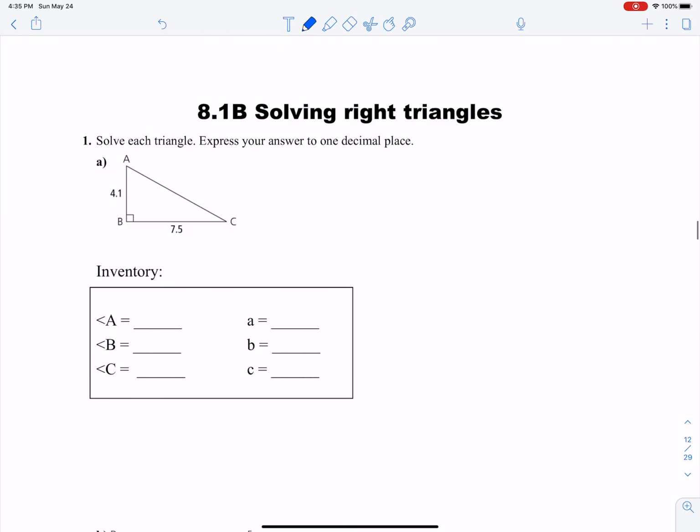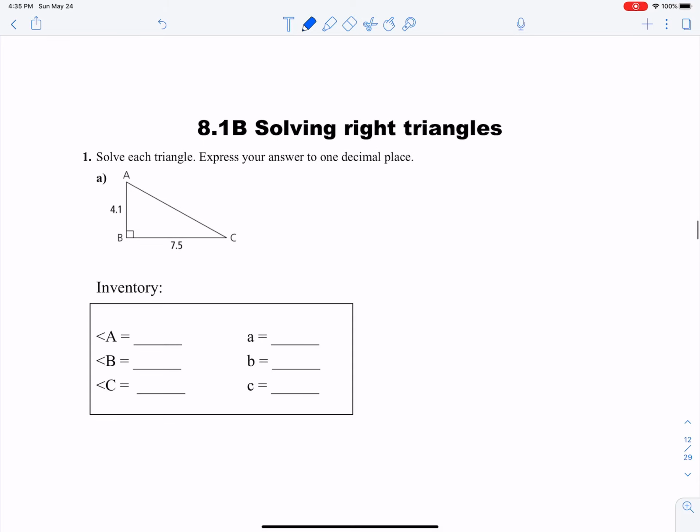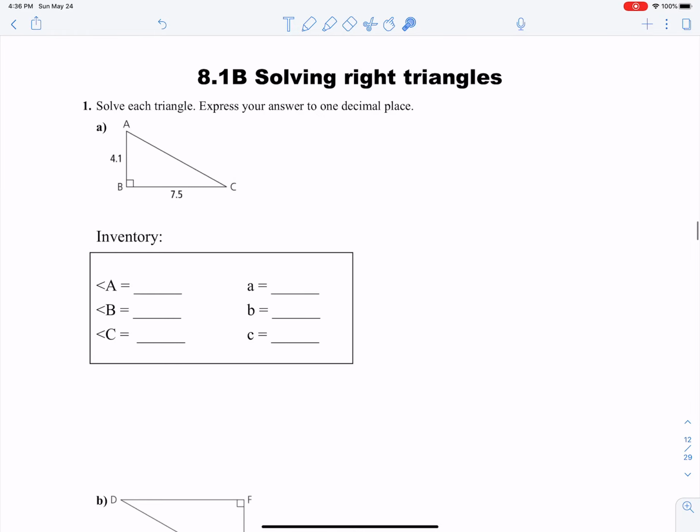So now you can do this worksheet, the 8.1b worksheet. You're going to solve the triangle. This is called an inventory. It's where you write down the list of all your angles and all your sides. This time they're using the lowercase letters instead of the endpoints. So remember, here's B. Across from B is little b. Here's A, across from A is little a, and across from C is little c.